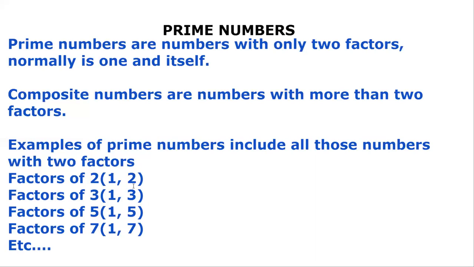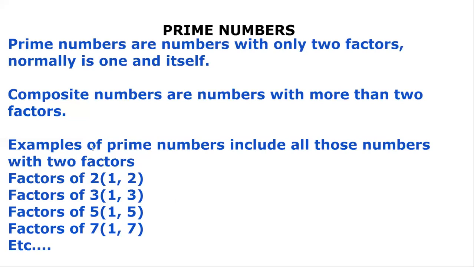So all those numbers with more than 2 factors, say 5, say 6, are called composite numbers. But 1 is neither, because the factor of 1 is 1 times 1, only 1 can divide 1. Aside from that, there is no other number.